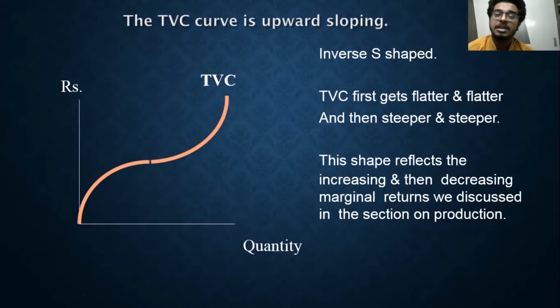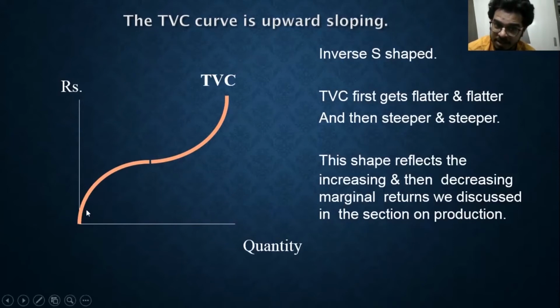That means first it will increase, but you can see the slope is decreasing. That means the cost is increasing at a decreasing rate. And then you can see after this point of inflection, you can see a break over here. After this point, the total variable cost is increasing at an increasing rate, exponentially. So it is increasing faster over here.